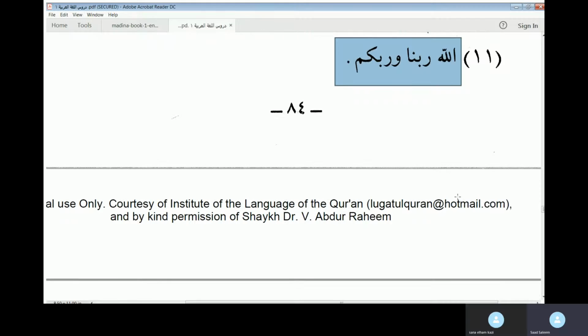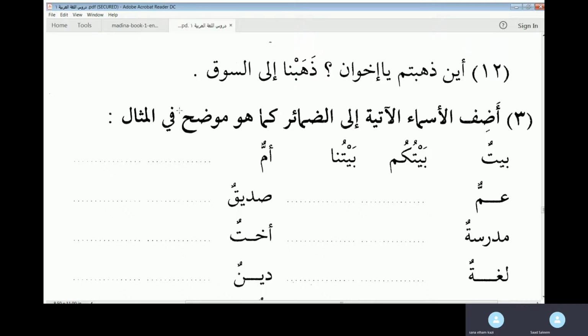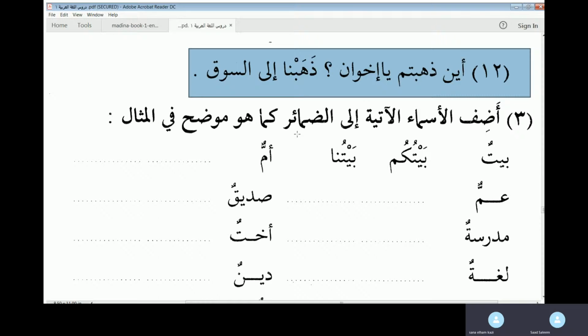Aina dhahabtum ya ikhwanu? Aina, where did you all go? Oh, ikhwanu is my, oh brothers. Dhahabna ila al-suqi. Dhahabna is, they all went to the... No. Noon alif na means we. We, oh, dhahabna. Went. Dhahabna, we went to the market.